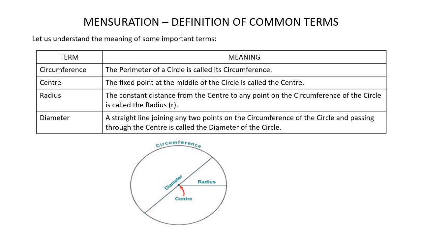So this straight line passing through the center of the circle joining 2 points on the circumference of the circle is known as the diameter. Hope you have understood these terms in connection to shapes like circles.